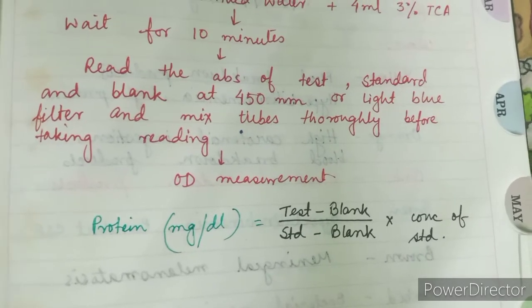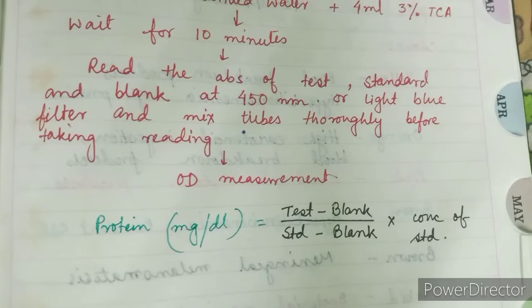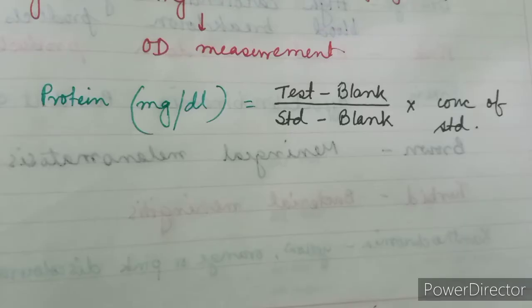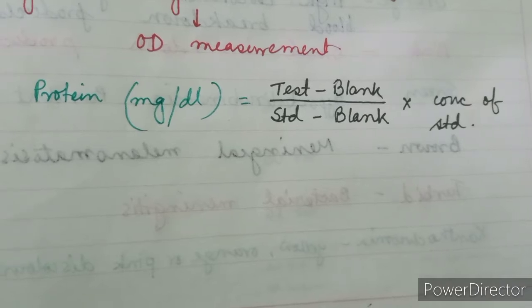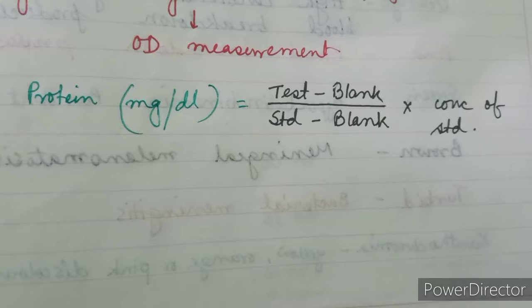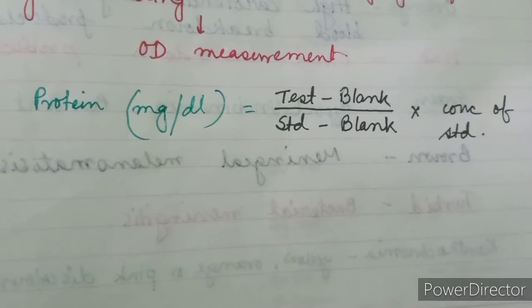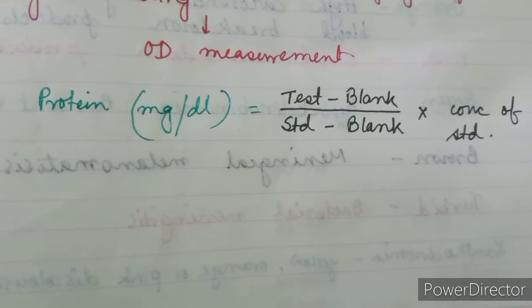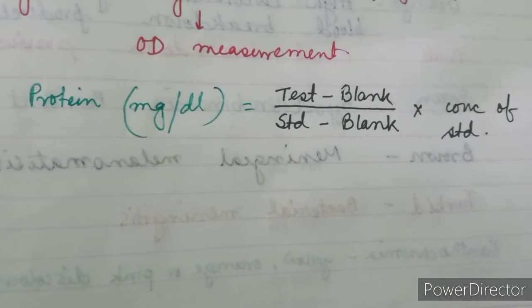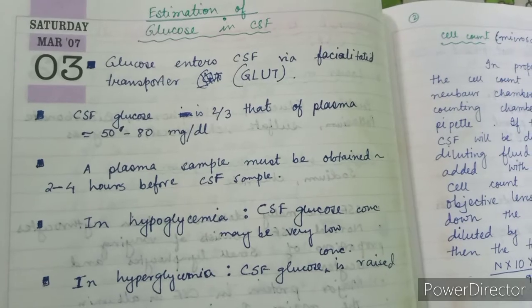The value obtained from this division will be multiplied by the concentration of standard. We will get the final protein concentration by multiplying the amount obtained from this division and the concentration of standard. That will give us the final protein concentration.